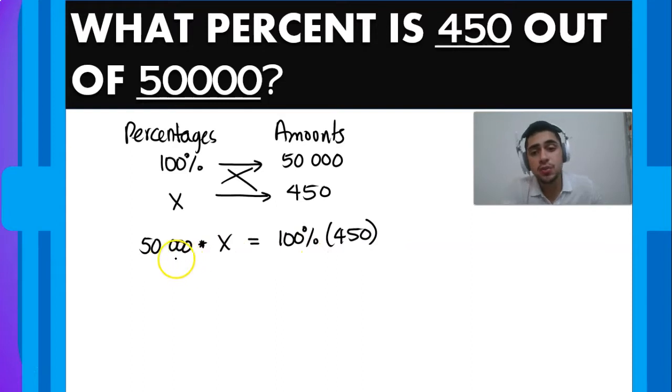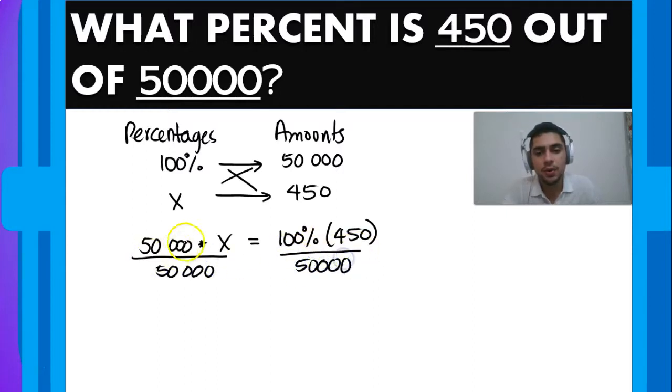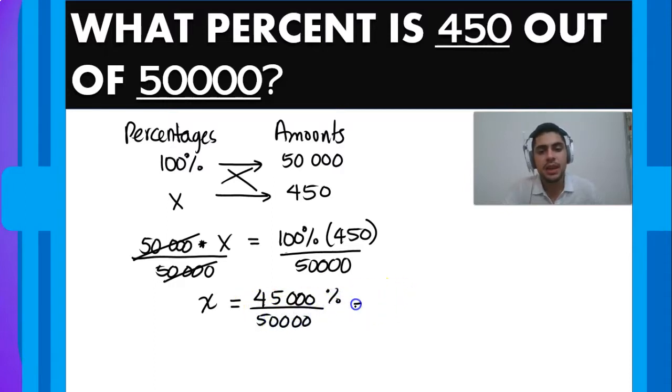Now, because we just want the value of x alone, we divide both sides by 50,000. And that way, we get rid of the 50,000 on the left, and we get the value of x, which is the percentage we're looking for, on its own. So 100 multiplied by 450, again, that's going to be 45,000, and then the percent, and then we're going to divide that by 50,000, and that is going to give us an answer of 0.9%. So you can use any of the two methods to solve this problem. Just be careful with the percentages and the amounts, and be very careful when you're cross multiplying.